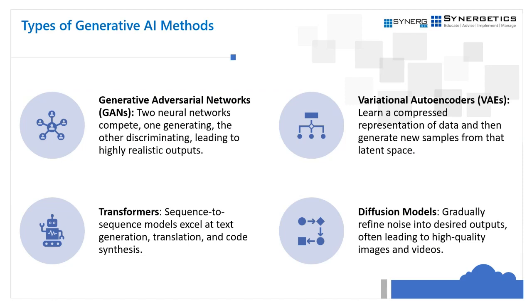But variational autoencoders use the input and encode the probabilities into a latent vector, and the decoder uses this data from the latent vector to generate new data.